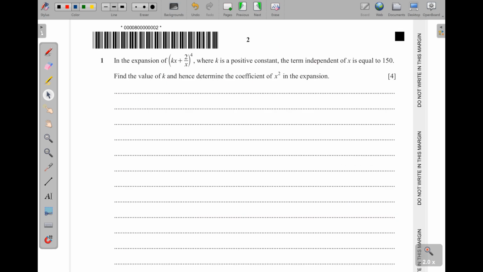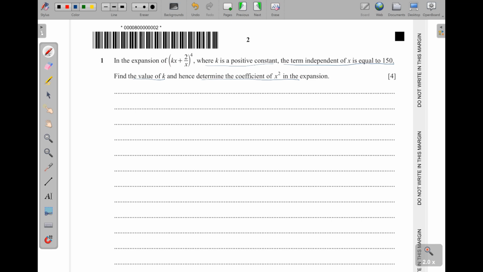Question 1, this is coming from binomial expansions. In the expansion of (kx + 2/x) all to the power of 4, where k is a positive constant, the term independent of x is equal to 150. We are told to find the value of k, and hence determine the coefficient of x squared in the expansion.